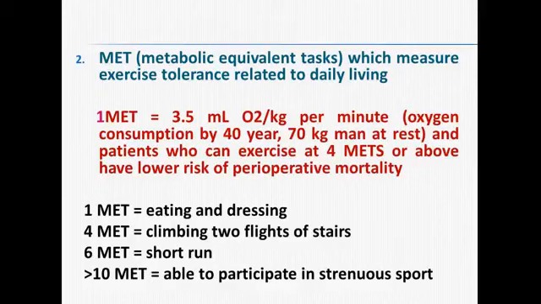The second scale is the metabolic equivalent task, which measures the exercise tolerance related to daily activity. One MET equals 3.5 ml of oxygen per kg per minute, the oxygen consumption by a 40-year-old, 70 kg man at rest. And a patient who can exercise at 4 METs or above has lower risk of perioperative mortality.